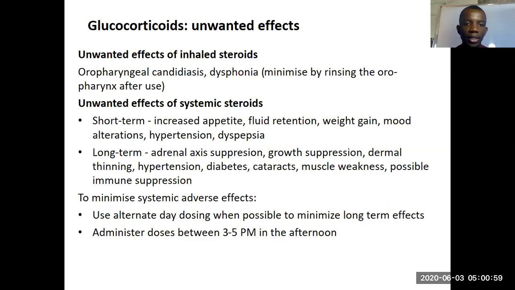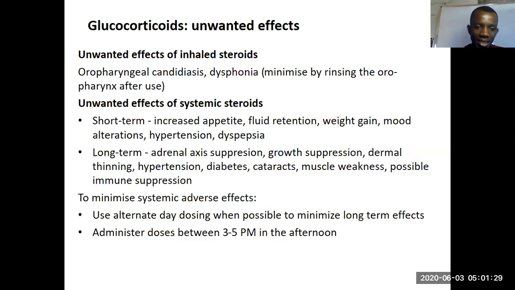The other unwanted effects of systemic steroids in the short term are increased appetite, fluid retention, weight gain, mood alterations, hypertension, and dyspepsia. In the long term, on the other hand, we can have adrenal axis suppression, growth suppression, dermal thinning, hypertension, diabetes, cataracts, muscle weakness, and possible immune suppression.